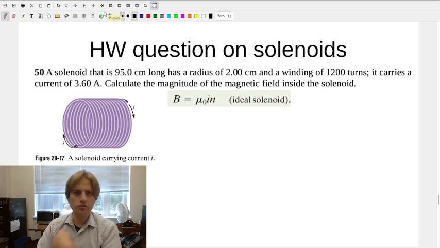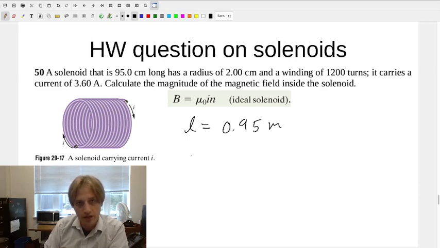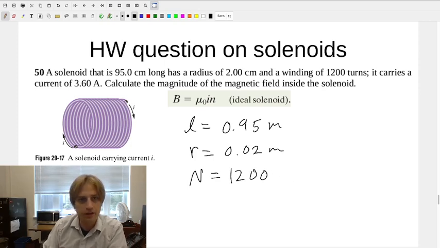So just to do the simplest problem we can, let's suppose that a solenoid that is 95 centimeters long, so L equals 0.95 meters, has a radius of 2.0 centimeters, so 0.02 meters, and a winding of 1200 turns. It carries a current of 3.6 amps.